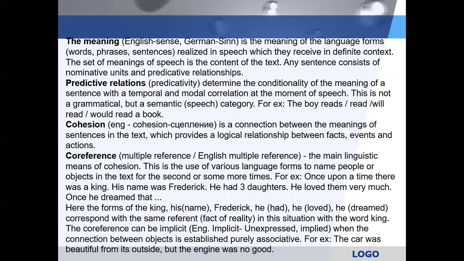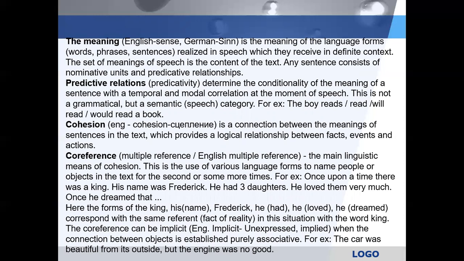For reference, the main linguistic means of cohesion is the use of various language forms to name people or objects in the text for the second or some more times. For example, once upon a time there was a king, his name was Frederick. He had 3 daughters. He loved them very much. Once he dreamed that... here the forms of the king, his name, Frederick, he had, he loved, he dreamed, correspond with the same reference in this situation with the word king.